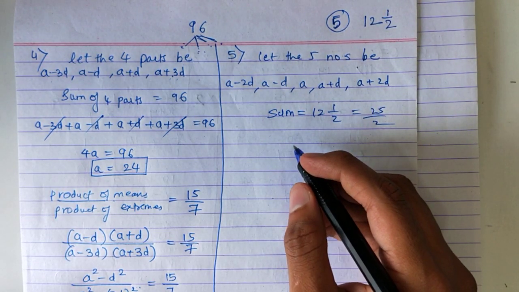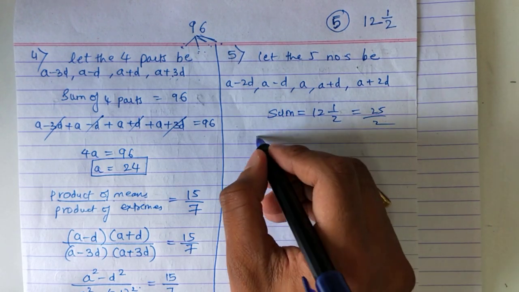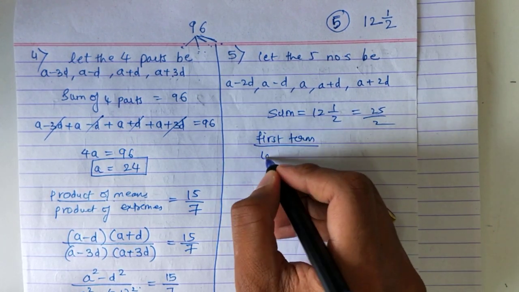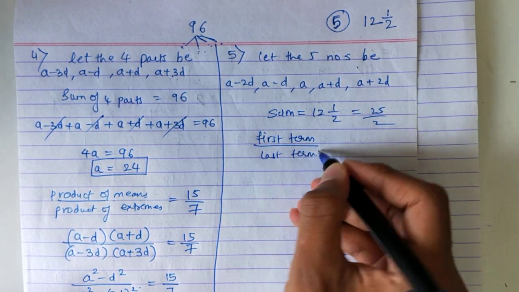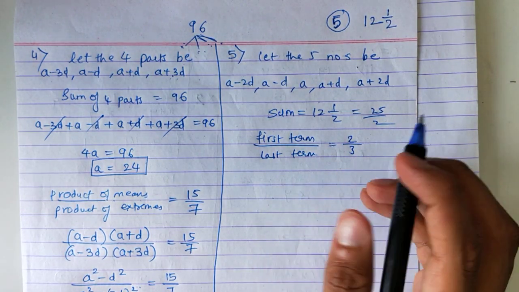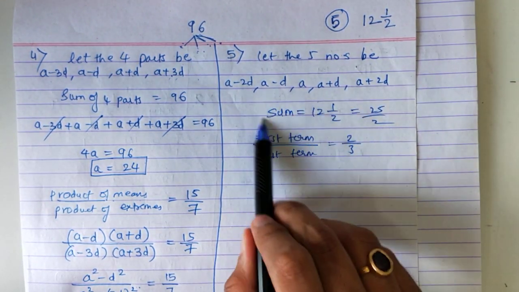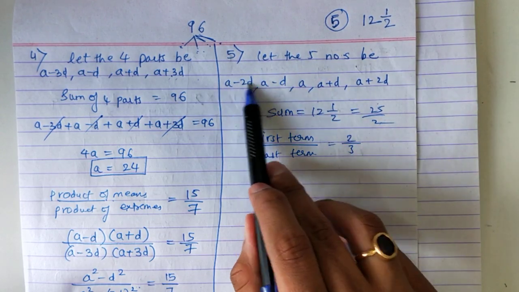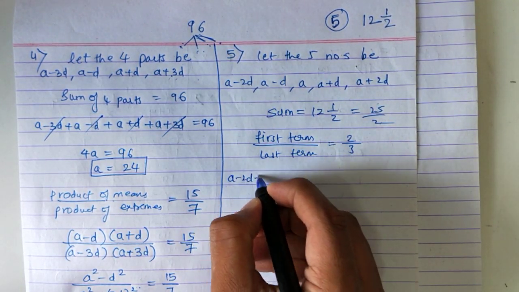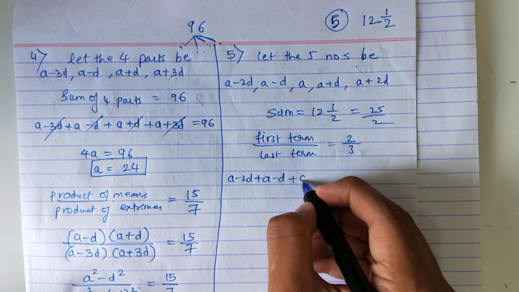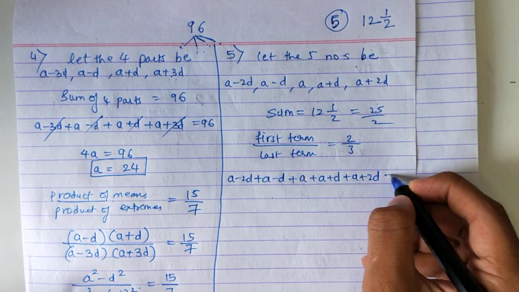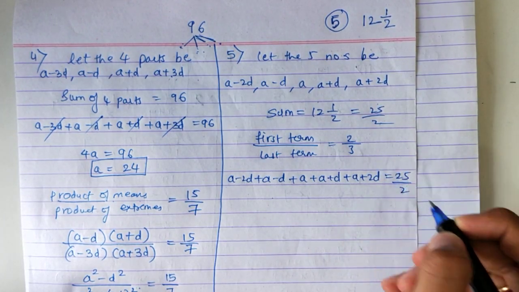And the ratio of the first term to the last term is 2 upon 3. So one by one. First let's use this information that the sum is 25 upon 2. Sum means we add everything. Okay. So a minus 2d plus a minus d plus a plus d plus a plus 2d is equal to 25 upon 2.